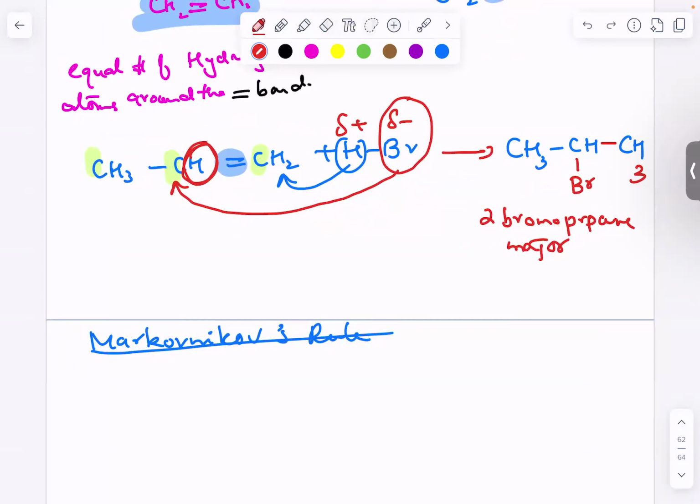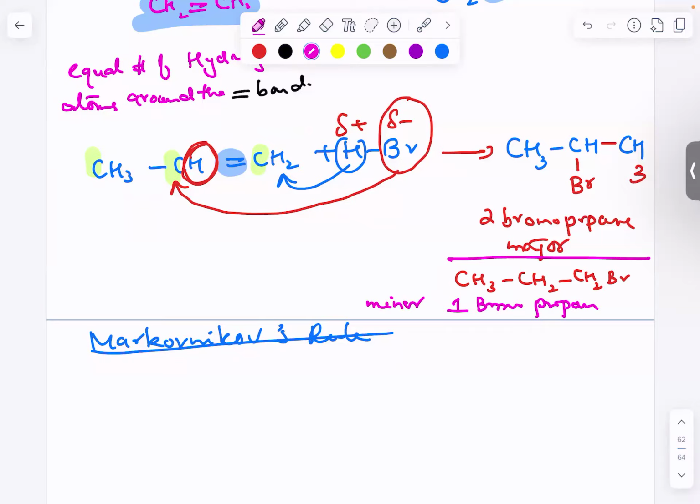And if we go against the rule, then what is going against the rule? That you are going to add bromine to this side and H to this side. So you are going to get CH3, CH2, and CH2Br. So this is called 1-bromopropane, and let me tell you, this is the minor product.